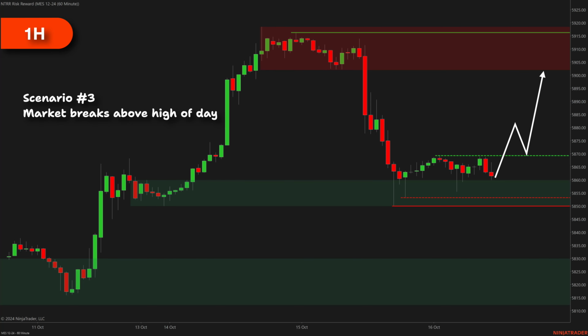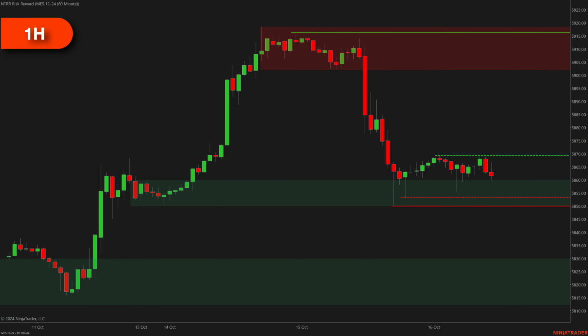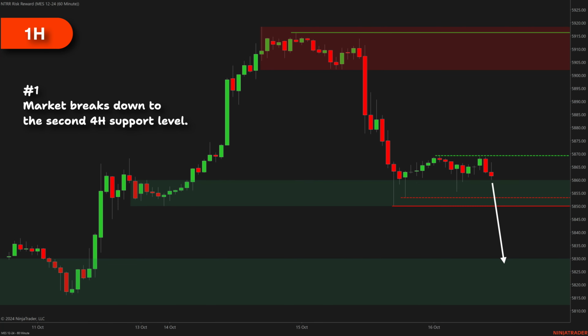However, there are critical rules to follow for situations where the market moves differently. Number 1, the market breaks down to the 4-hour support area without pulling back first. We will not take a long position from the 4-hour support zone. Why? While this is a higher time frame support level, entering here would mean trading against today's dominant trend, which would be bearish at this point.